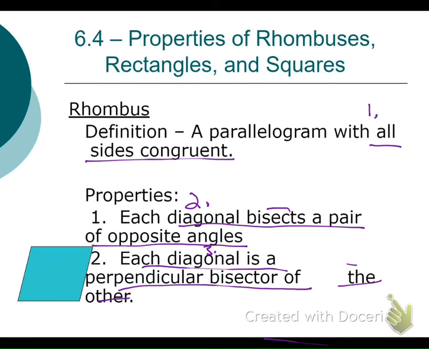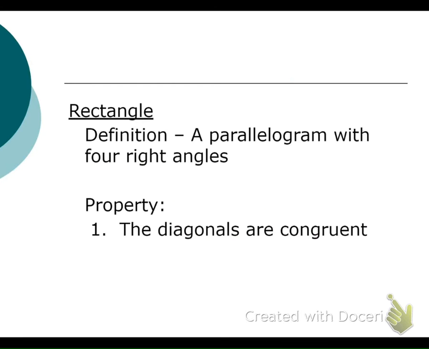Okay, so again, our definition of a rhombus is a parallelogram with all sides that are congruent. And your properties are that the diagonals bisect a pair of opposite angles, and each diagonal is the perpendicular bisector of the other. So rectangles, a parallelogram with 4 right angles, and the diagonals are congruent. So on your sheet, this should be 1, and this one should be 2 on your flow chart.